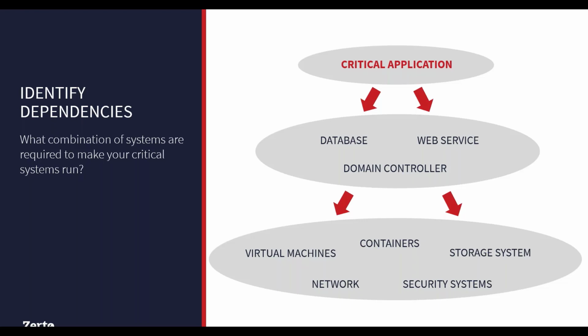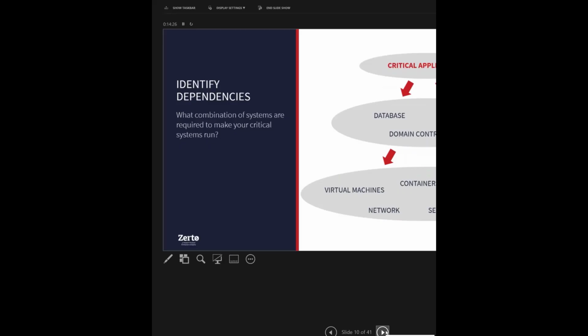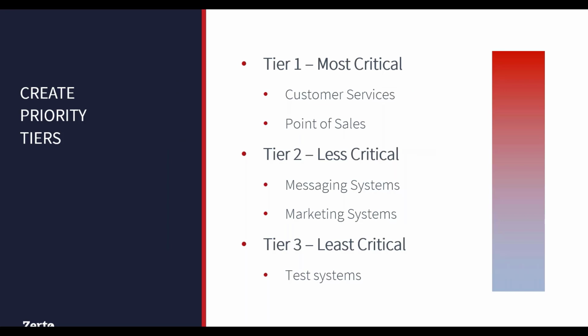When you're looking at these dependencies and the critical assets, you also might want to look at tiering, creating priority tiers for which are the most critical, which are less critical, and maybe which are the least critical. Just some examples here as well. For the most critical, it may be direct customer services. It may be your point of sale systems to continue doing business. If you're manufacturing, it could be your manufacturing systems. It could be a number of things depending on what industry you're in.